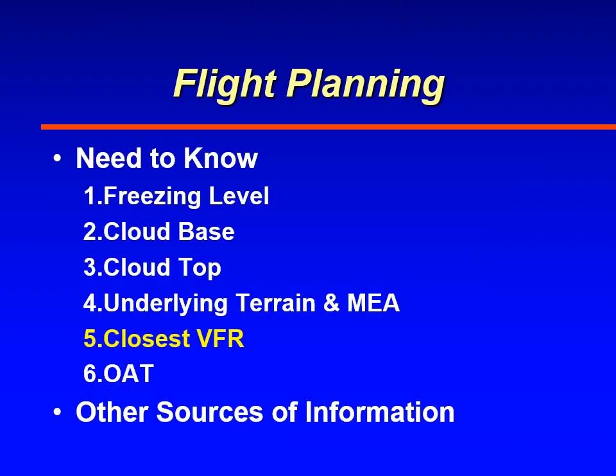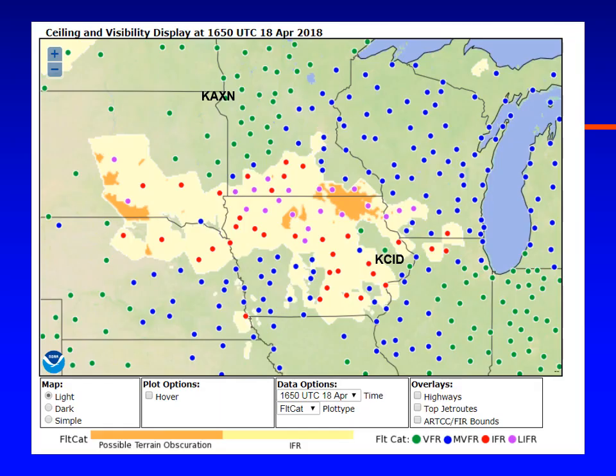Next is closest VFR. If we have a situation where we're picking up lots of ice, or if we're flying an airplane that is not certified for flight into known icing conditions, we need to make sure that we can stay in VFR conditions. And looking at the ceiling and visibility display from the Aviation Weather Center, it shows that VFR conditions exist in Alexandria, but in the Cedar Rapids area, it looks like it is IFR. But there is a small area right around Cedar Rapids where it is VFR.